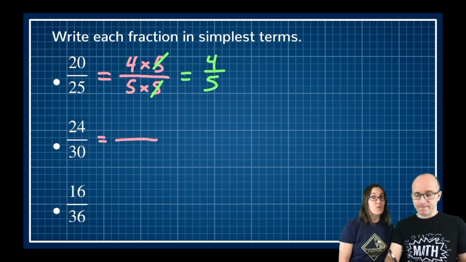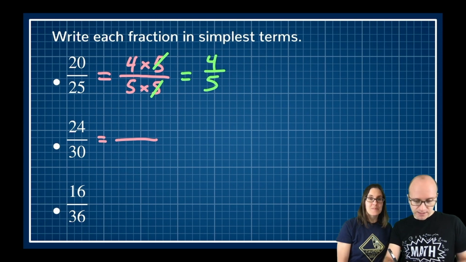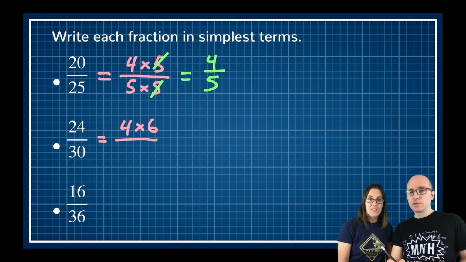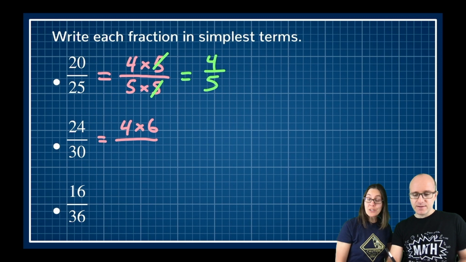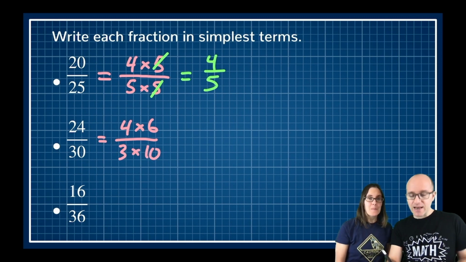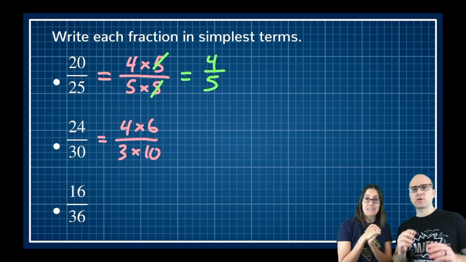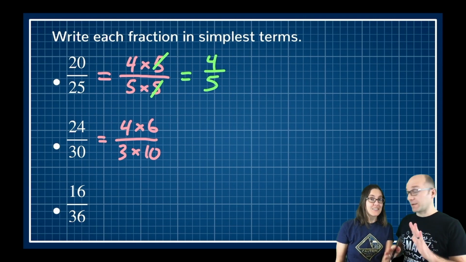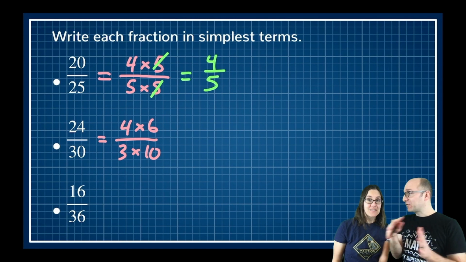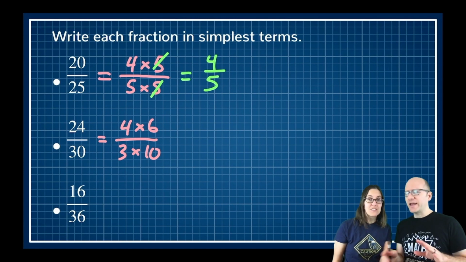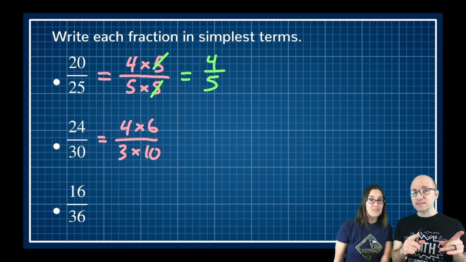4 times 6 is 24. 4 times 6 is indeed 24. That was a good start. And 3 times 10 equals 30. And 3 times 10. I don't see any numbers we can cross off. Nope. So what do we do? We've got a couple of options. We could try to start over and look for another factor pair, and in all honesty, that's probably the fastest.